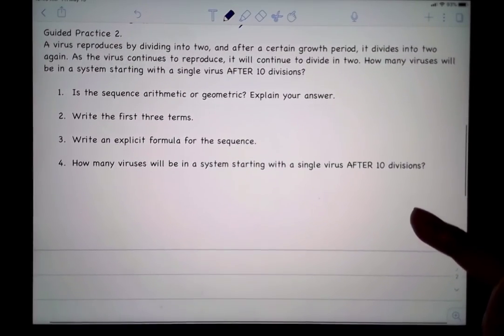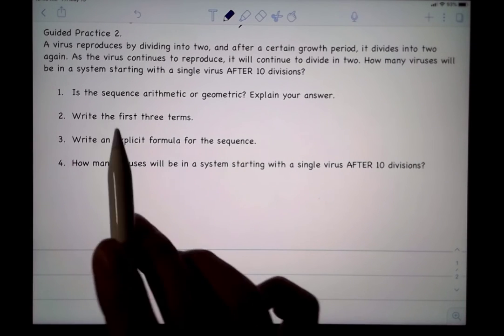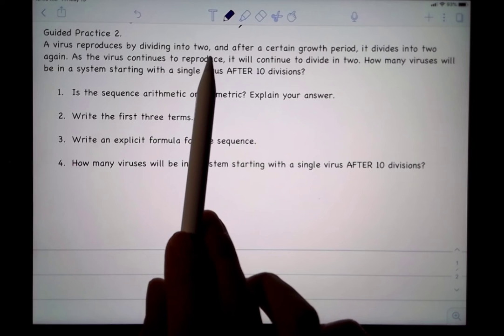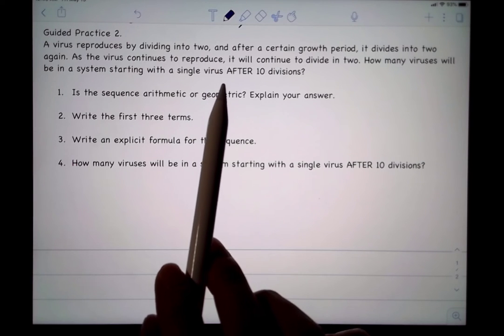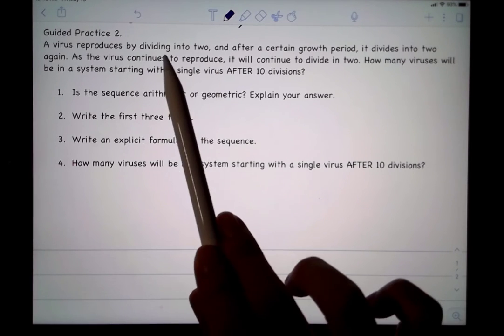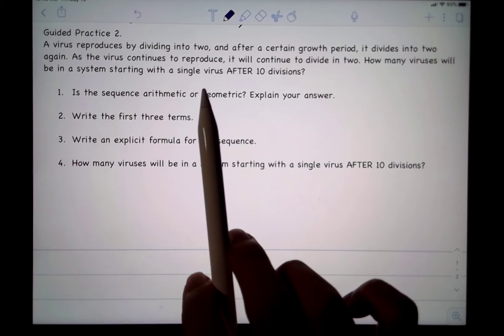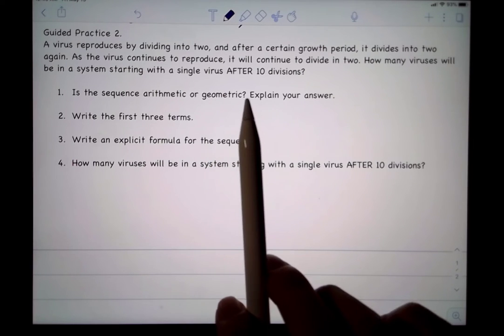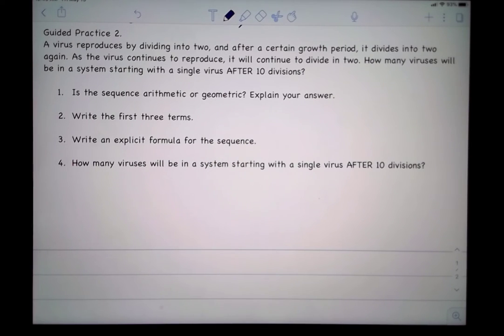I want you to do this kind of question, guys. Guided practice 2. So look at this. A virus reproduces by dividing into 2. Oh my god, virus, that reminds me of coronavirus, right? But coronavirus is not even 2. One person can infect more than 10 people at a time. So that's scarier than this one.